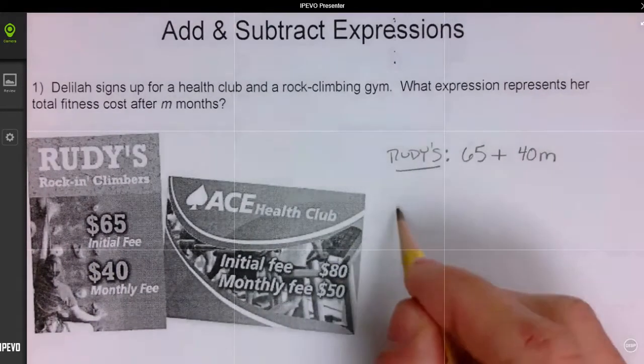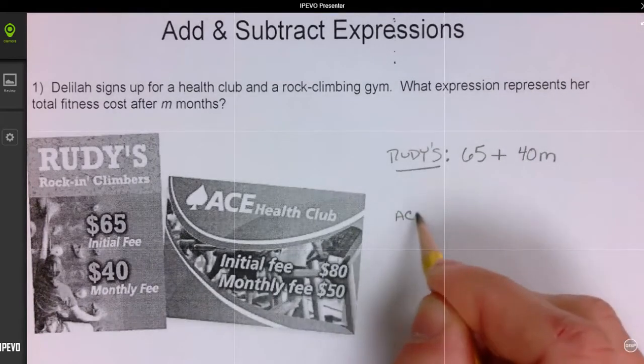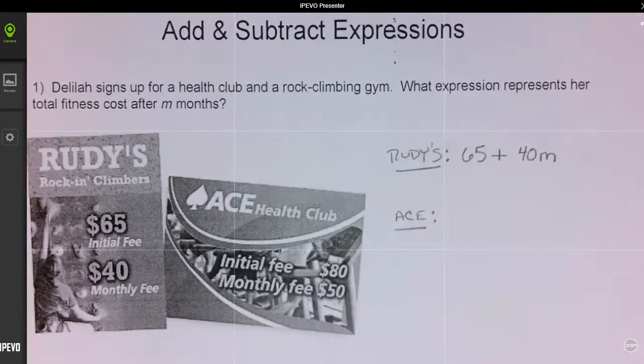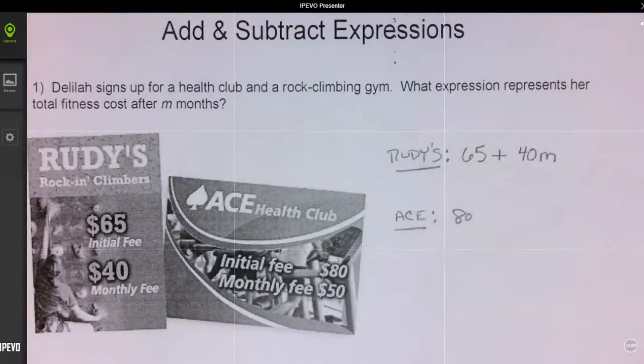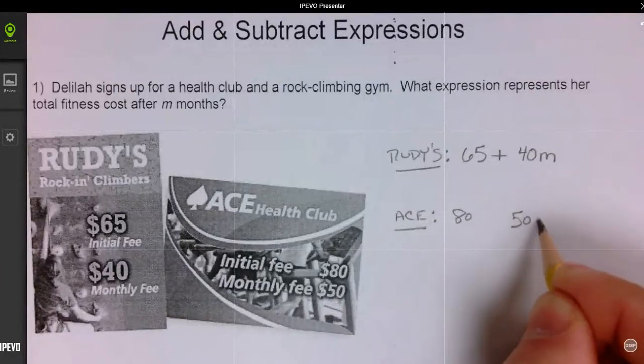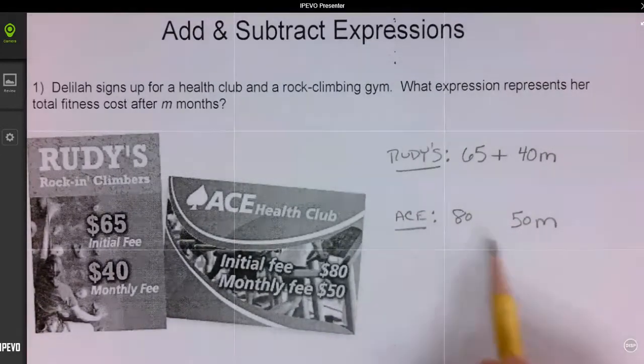We have to do something similar for Ace Health Club. So for Ace, the initial fee is $80. She has to pay that up front. And then it's $50 per month. So 50 times M, the number of months. And again, to get the total for Ace, I would have to add these values together.